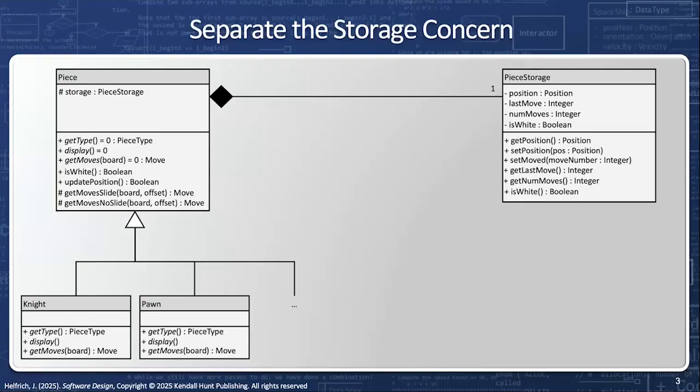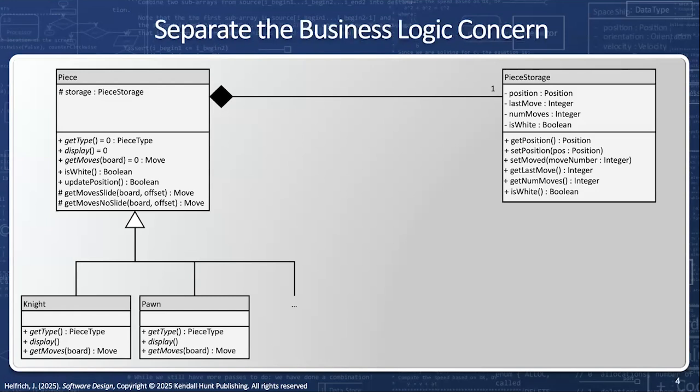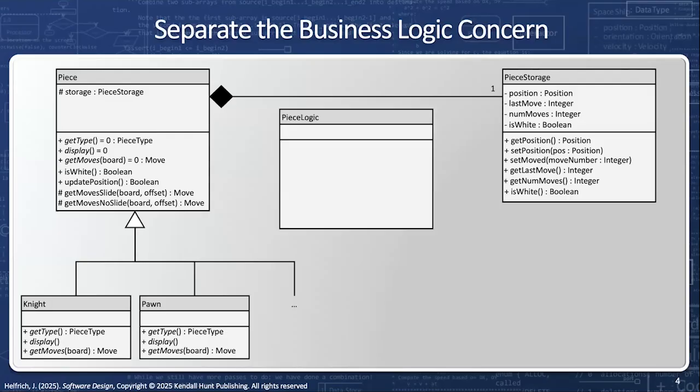Okay, notice that my piece class now only has a single attribute called storage of a type piece storage, and all the attributes are now in my piece storage class. So now I've separated the storage concern. What am I going to do next? Well, I need to separate the business logic concern. And the first step to that is to create a piece logic class and then do it all by itself. It's not going to be related to anything. So let's do that first tiny step.